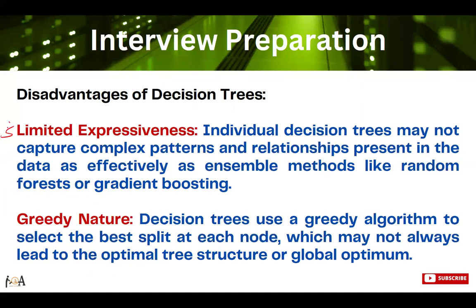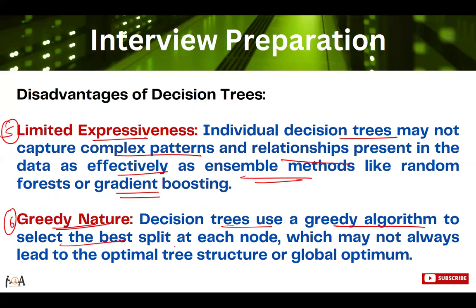Now, the fifth disadvantage is limited expressiveness. Individual decision trees may not capture complex patterns and relationships present in the data as effectively as ensemble methods like random forest and gradient boosting. And the sixth important disadvantage is greedy nature. Decision trees use greedy algorithms to select the best split at each node, which may not always lead to the optimal tree structure or global optimum, right?